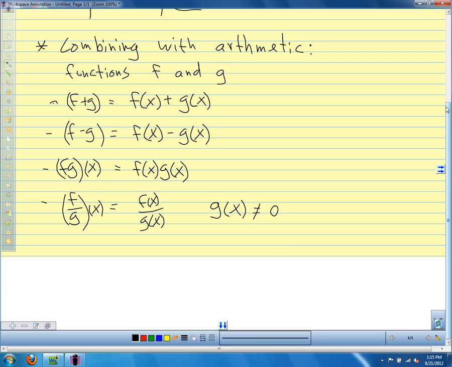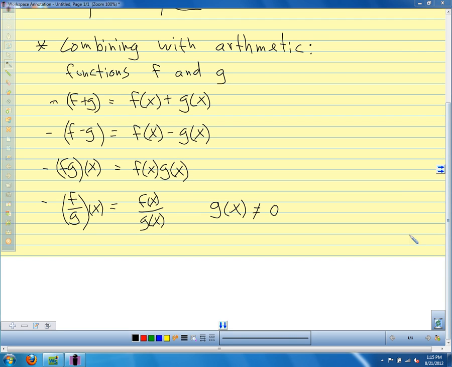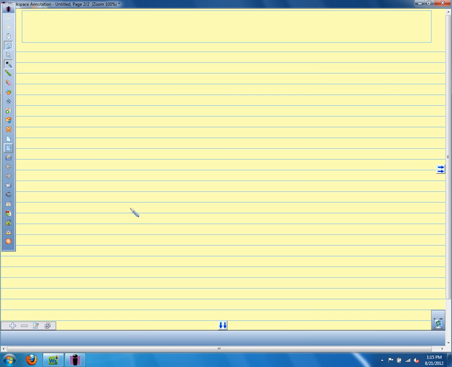So let's look at a quick example of combining functions with arithmetic. I'm going to go through this pretty quickly. I think we're all pretty good at this. I just want to make sure we get a little refresher here. So for our example, I'm going to say that f of x is x squared plus 2x, and g of x is 2x plus 1.